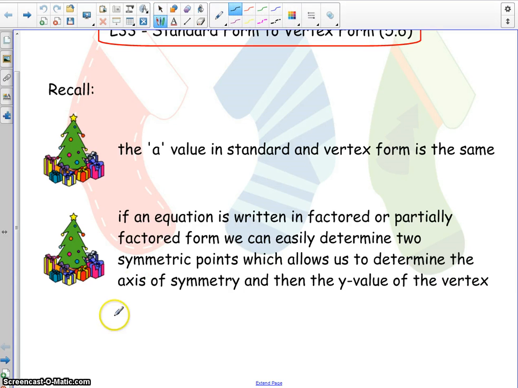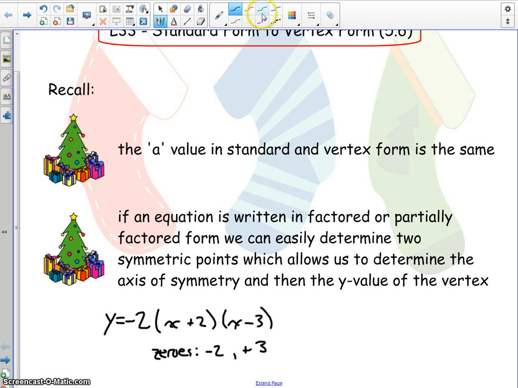Just for an example, let's say you have one in factored form, x plus 2, x minus 3. Right away you could say, that's factored form, so I have two zeros, and those zeros would be at -2 and +3.